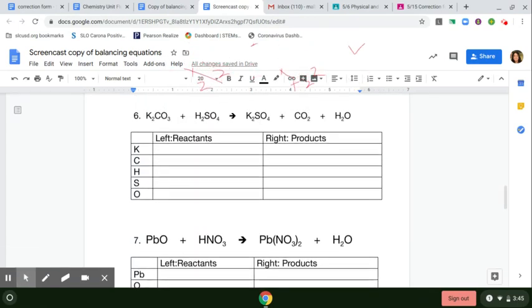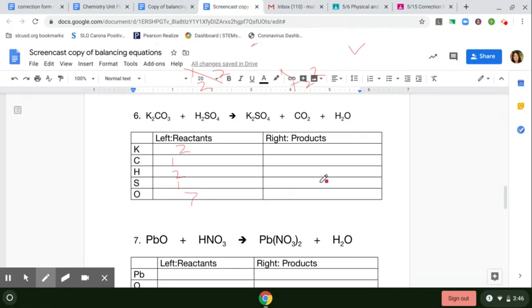Okay, now I'm going to go to this one. Looks really long. It's got a lot of different elements in it, but that's okay because it's just the same process. So K is potassium. Looks like I have 2 potassiums. C is carbon, and it looks like I just have 1 carbon. H is hydrogen, and I've got right here 2 hydrogens. S is sulfur, and I just have 1. And O is oxygen. Okay, so I have 3 right here, and I have 4 right here. So that would give me a total of 7 oxygens on my reactant side.